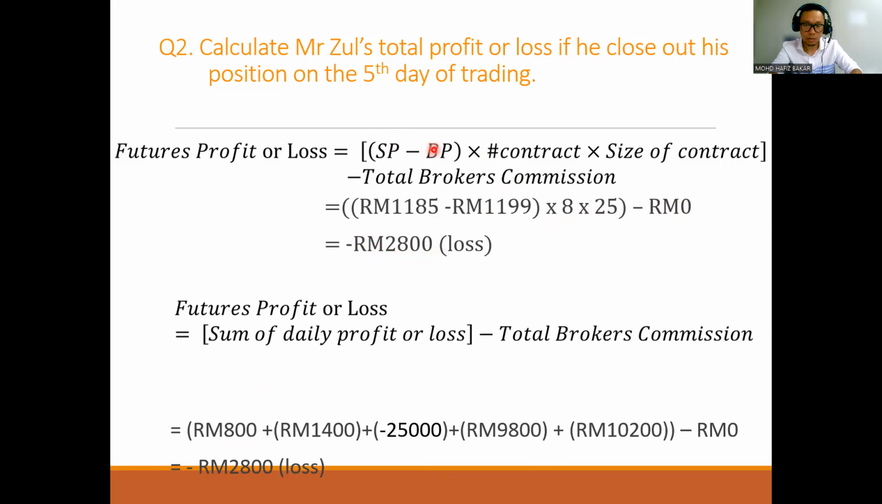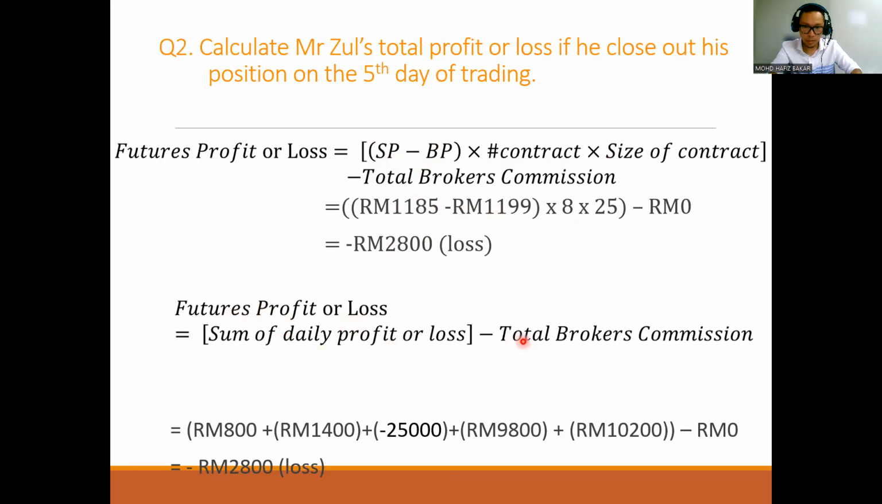Kenapa selling price minus the buying price? So selling, we get money. Kita jual, kita dapat duit. Duit inflow. Buying, we cash out the money, which is duit keluar kan. Duit keluar, so kena tolak. Okay. So 1185 minus 1199. So dia dapat negatif. Times 8 times 25. So dapat total 2,800 negative, which is loss.